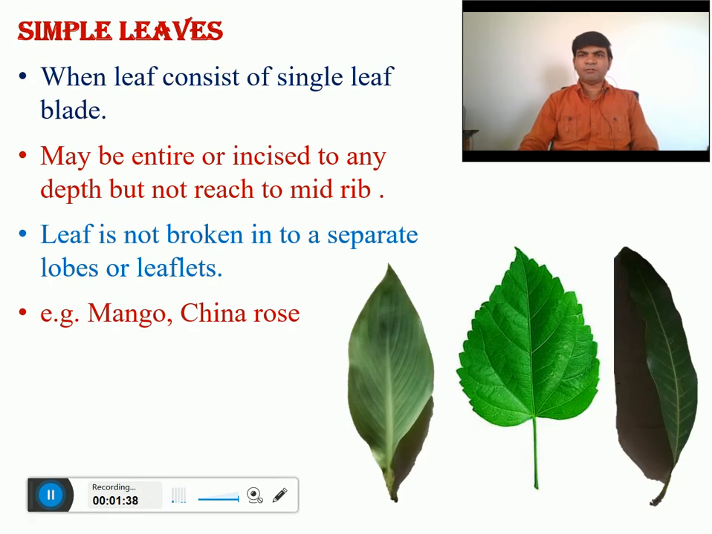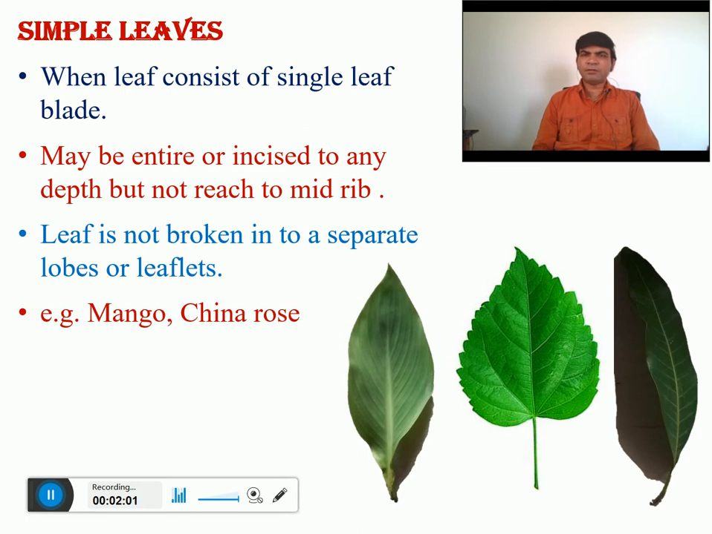One type of leaf is very common, occurring in most of the plants. These are the simple leaves. Now what is the simple leaf? When the leaf consists of a single blade, or single leaf blade, we say this is the simple leaf. Why is this called a simple leaf and how does it become a simple leaf?